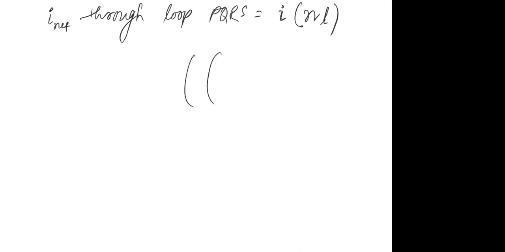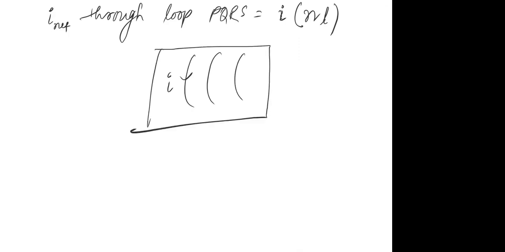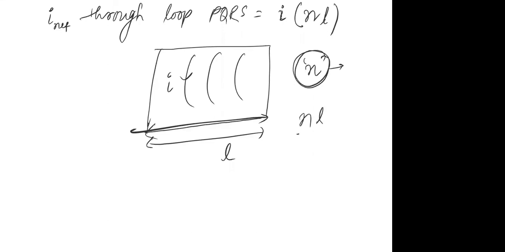I is the current of one loop. And what would be the total number of turns in a given length? So if this length is L, I just told you a small n is the number of turns per unit length. In unit length, we have this many turns. So what would be the total number of turns in a length L? It would be simply n into L, or not.